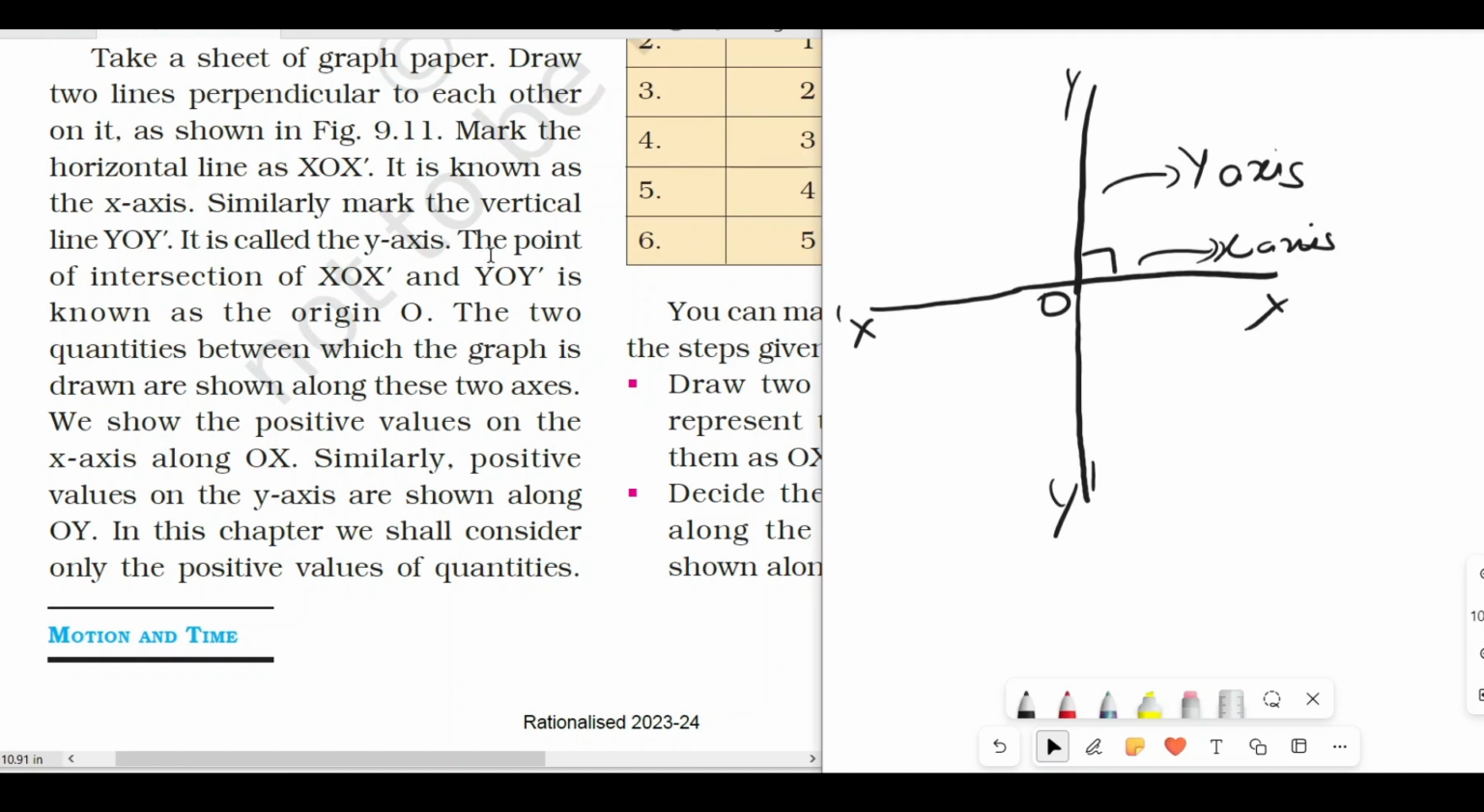And the center point, the point of intersection of X O X dash and Y O Y dash, is known as the origin. तो ये जो आपका बीच वाला पॉइंट होता है जहां पे ये दोनों एक्सिस आके मिलते हैं, this is called the origin. The two quantities between which the graph is drawn are shown along the two axes.